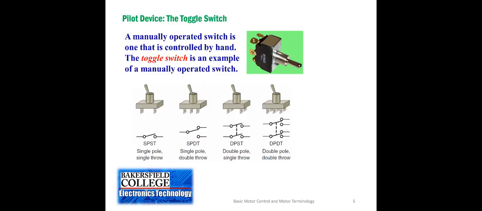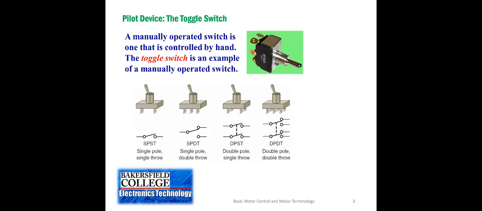A common type of pilot device is a toggle switch, and you don't often see that on a more sophisticated control circuit, but it's worth talking about the different types of toggle switches. Basically, what is referred to as a toggle switch is a switch that has a lever, and it is operated manually by hand, in other words.